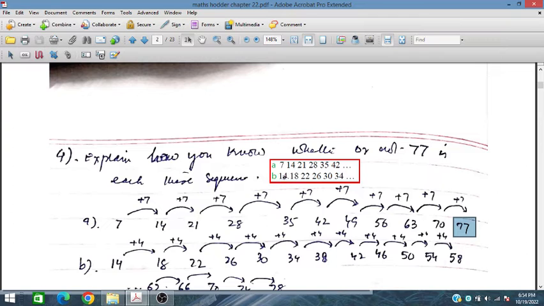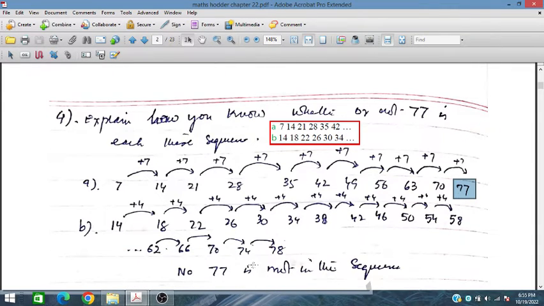The second sequence is 14, 18, 22. We are adding 4. So we have an even number, and we are adding an even number, so it apparently feels that there would be no 77 term in this sequence. So, no 77 in this sequence.